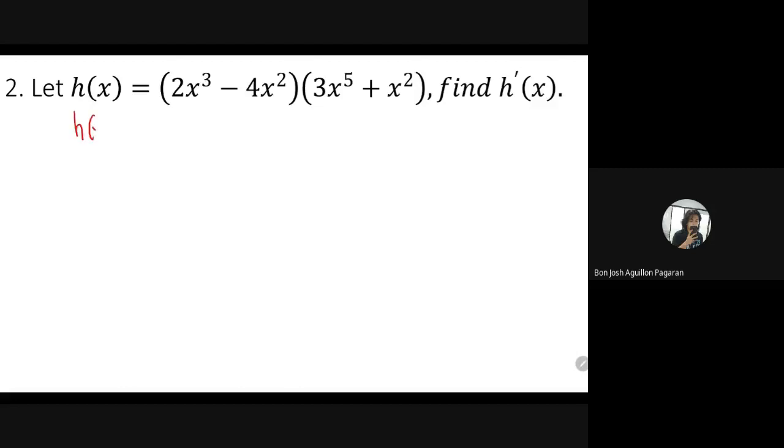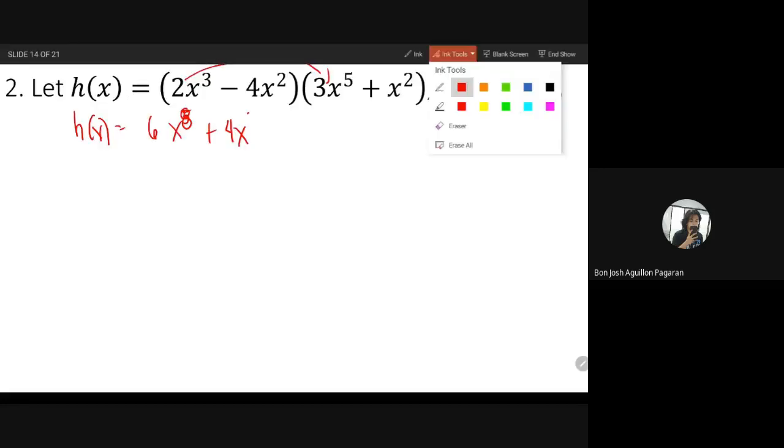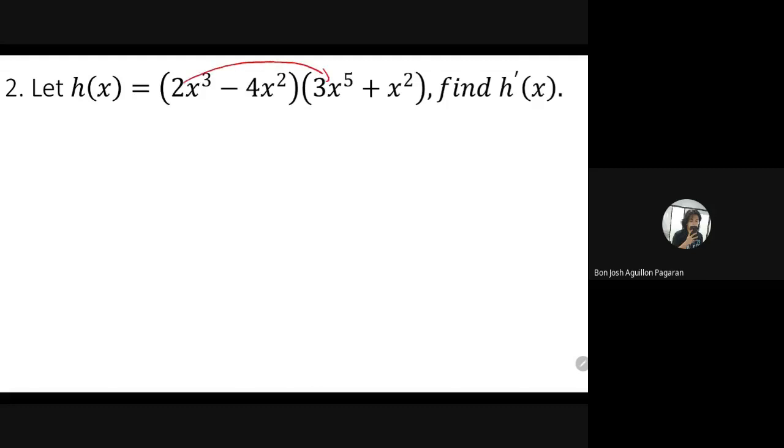So in expanding the polynomial, that will give us 2 times 3, that is 6, x to the 8th power, plus 2x raised to the 5th power, minus 12x to the 7th power, minus 4x to the 4th power.